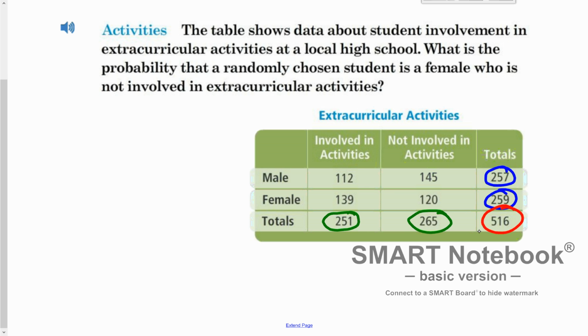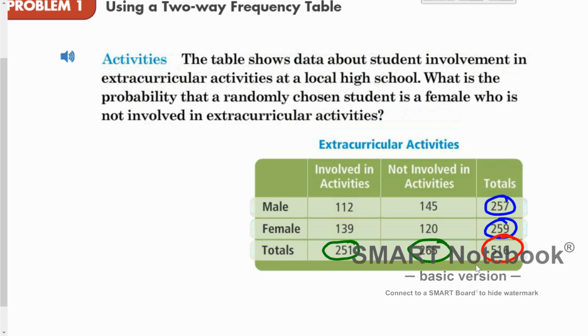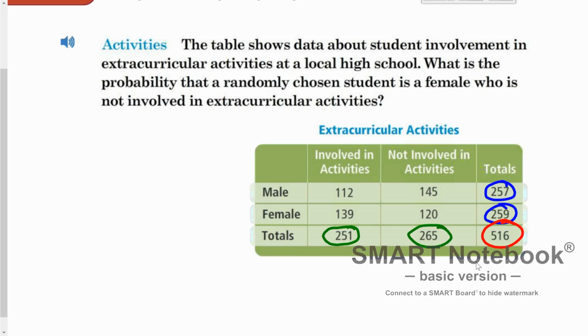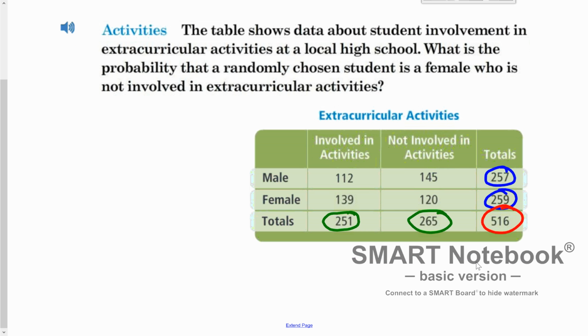It's the grand total. So here it helps us easily find probability, where before in just a one-way frequency table we had to add to find our totals. Well, in a two-way table they give us the total, so that's kind of nice. So when we want to use the two-way frequency table to find probability: what is the probability that a randomly chosen student is female who is not involved in extracurricular activity?